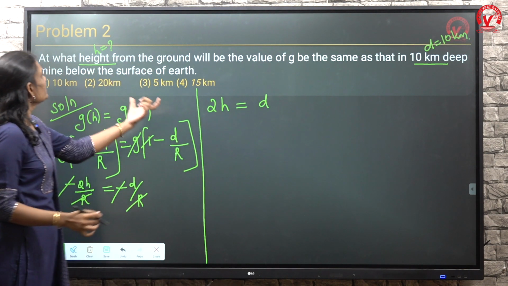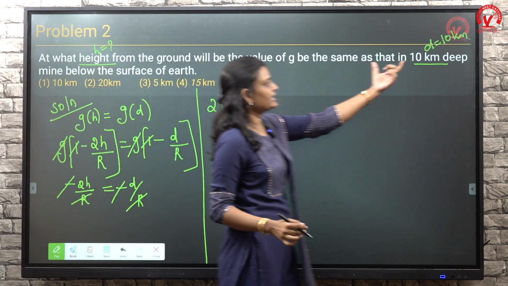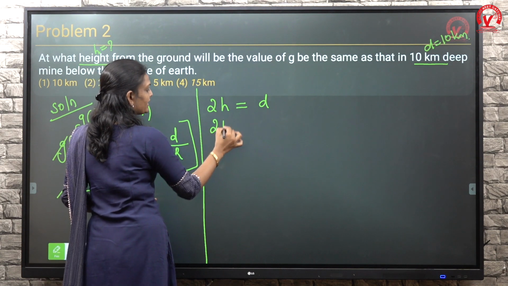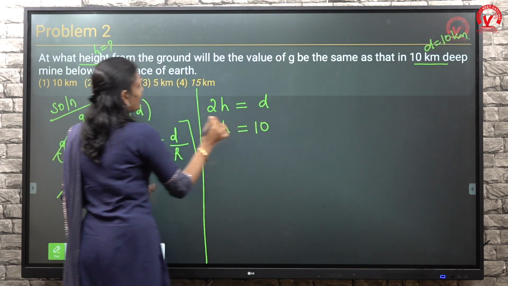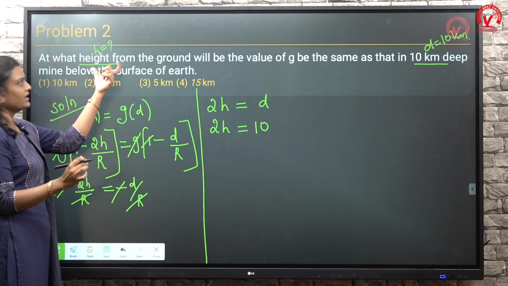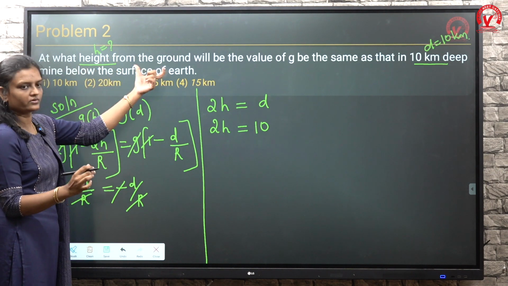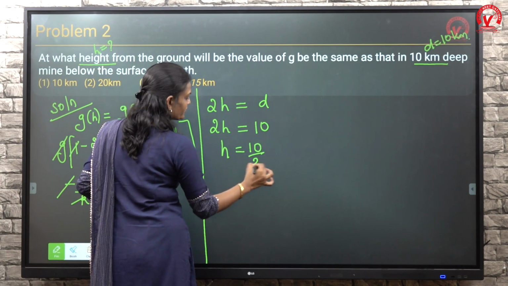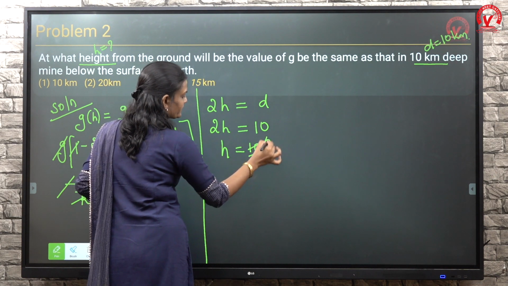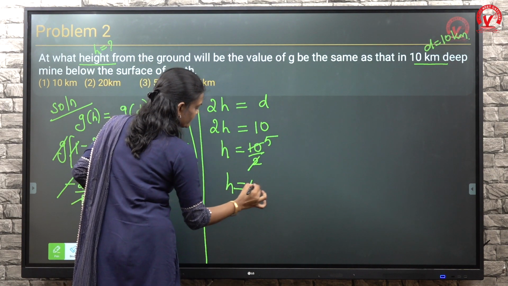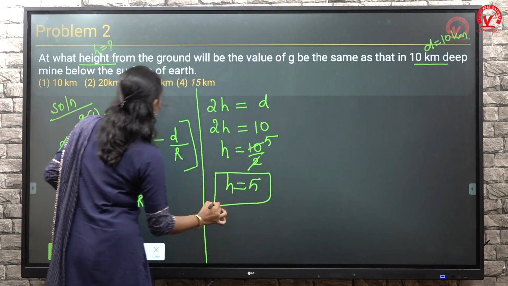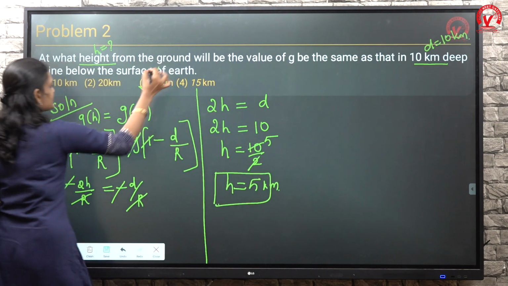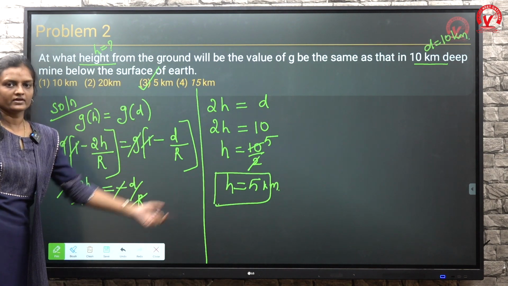They gave the value of d as 10 kilometer, so we can substitute that: 2h is equal to 10. Our aim is to find the height, at what height from the ground. So h is equal to 10 divided by 2, which is 5. So the answer is 5 kilometer.